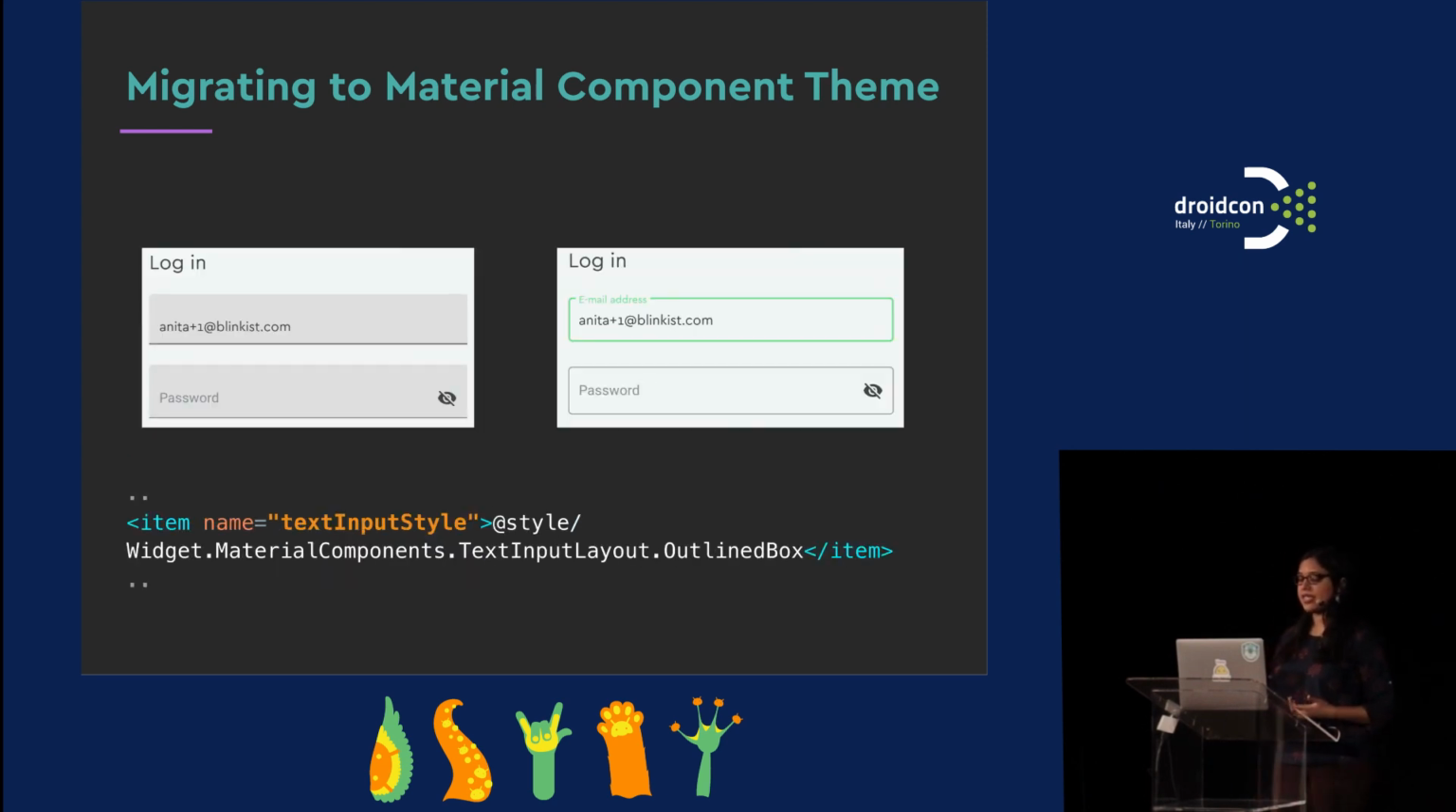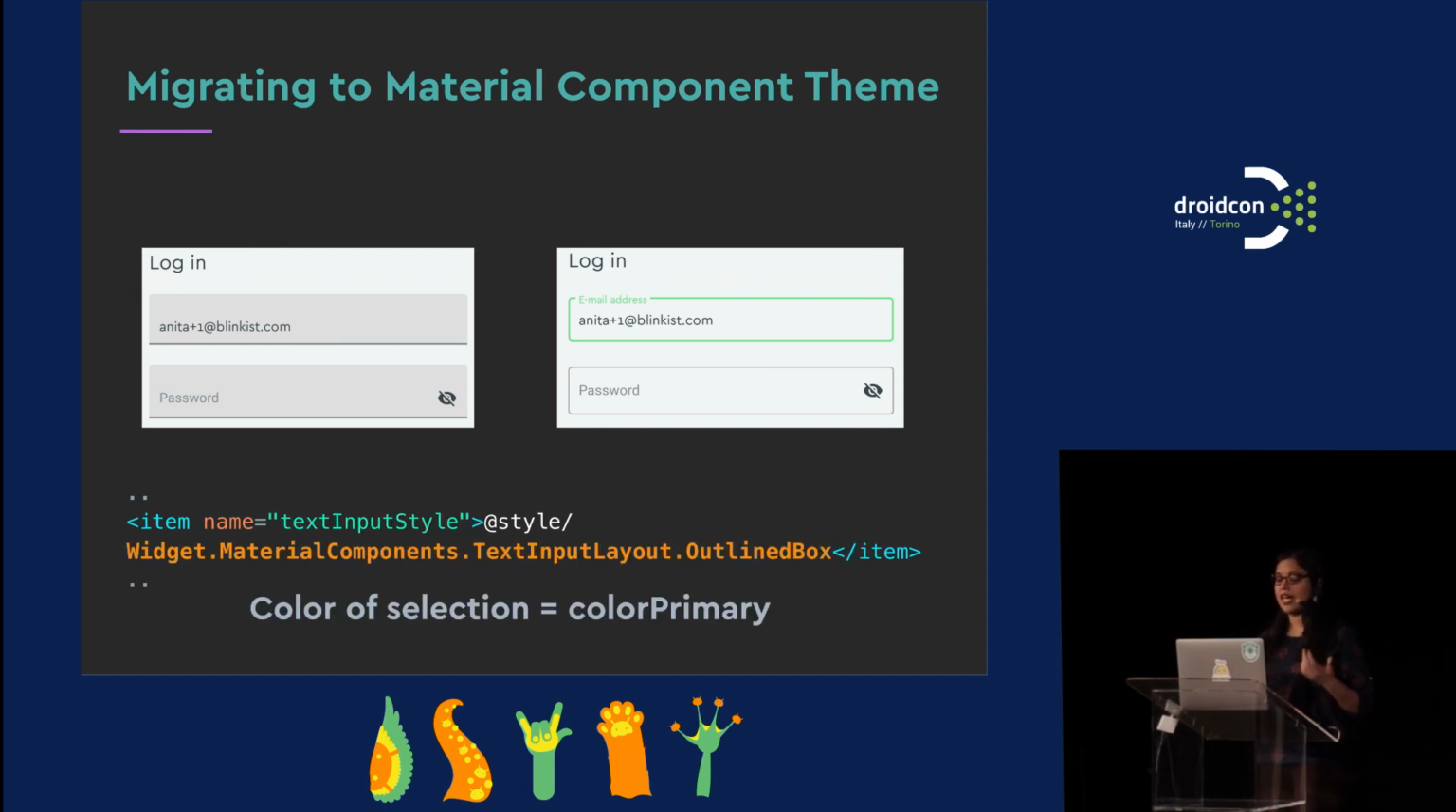And last but not the least, we were able to fix this ugly text input layout to something more reasonable. And what you see on the left is a filled box style, which is the default. And we were able to change it to an outline box style using the textInputStyle default style attribute.